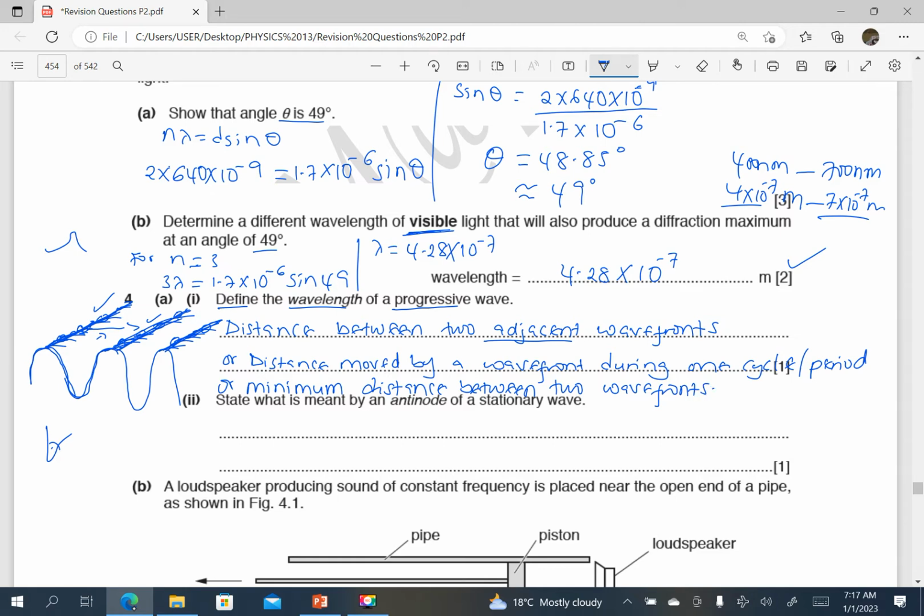State what is meant by an antinode of a stationary wave. Of course, we know an antinode is not a particle, it is just a position where a particle vibrates with the maximum amplitude. So an antinode is going to be a position or a point where particles vibrate with the maximum amplitude.